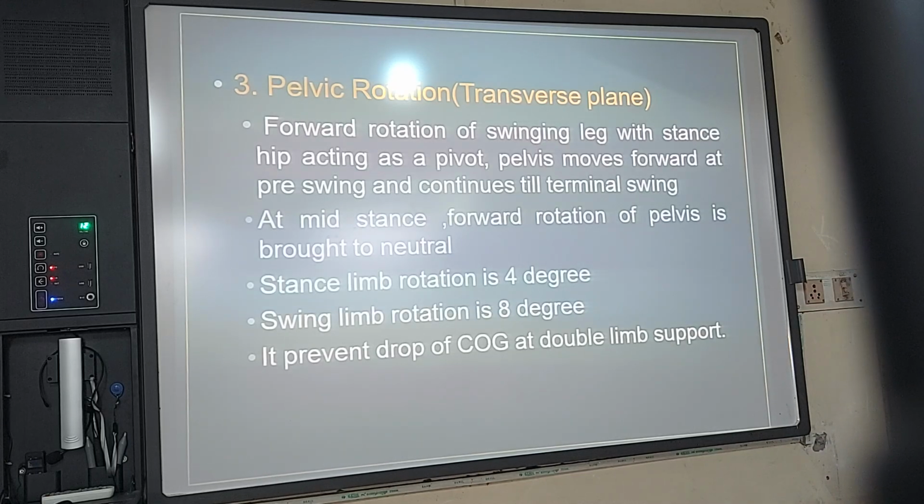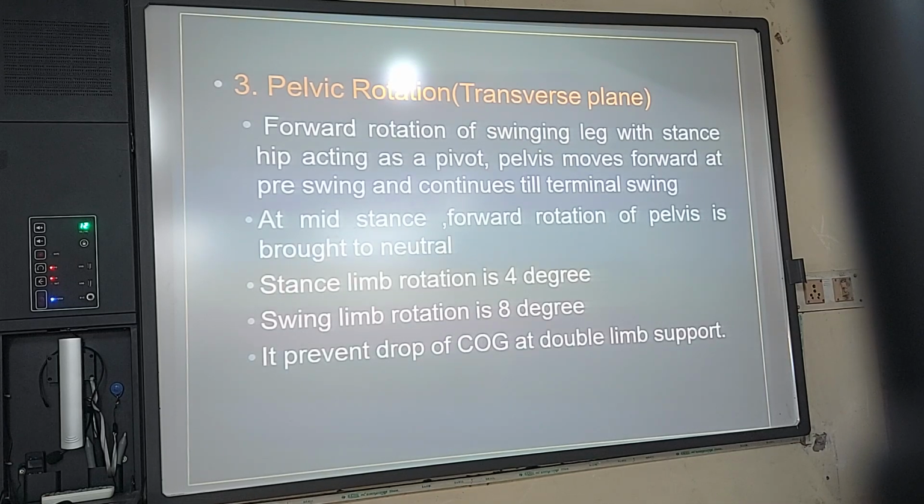Forward rotation of the swinging leg with the stance hip acting as a pivot, the pelvis moves forward at pre-swing and continues till terminal swing. That means it is moving forward. Now what will happen over here? If this is moving forward, of course this is acting as a pivot, it is bringing up a reverse force, because it will not allow a quick movement to happen like this. And what happens at mid stance, this forward rotation.